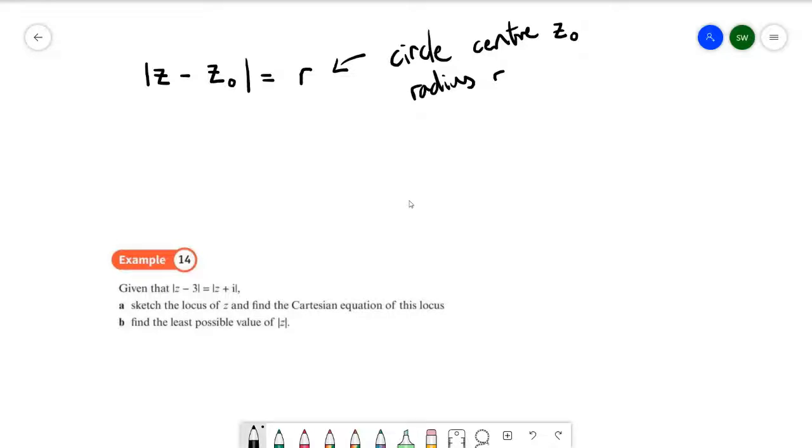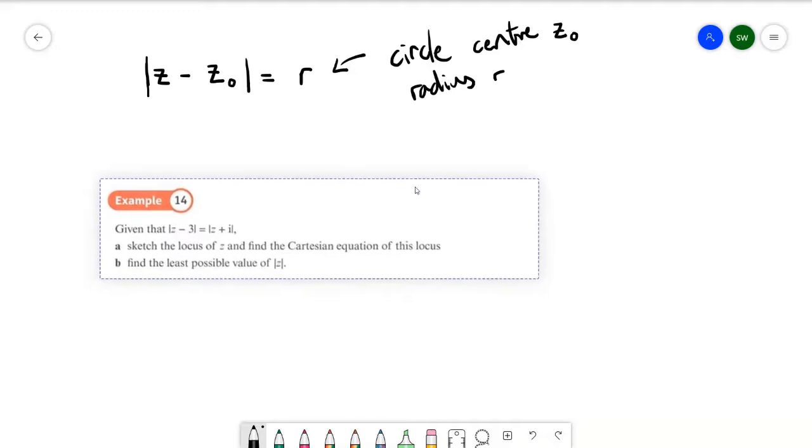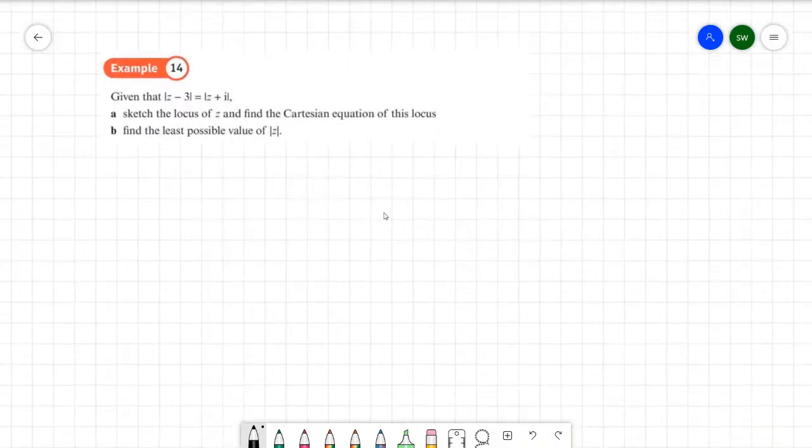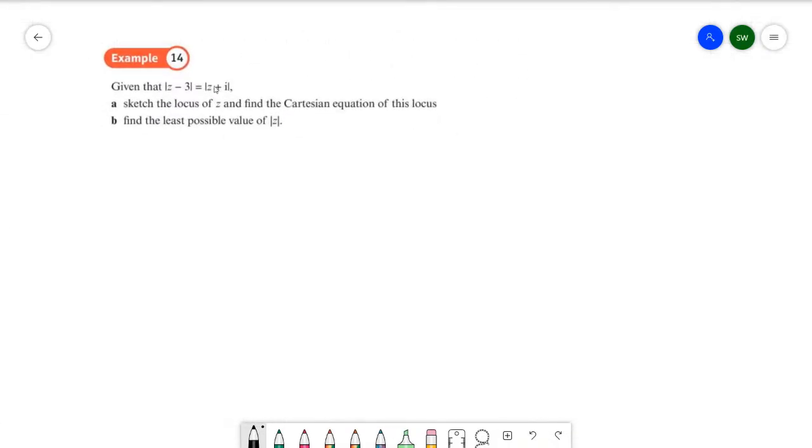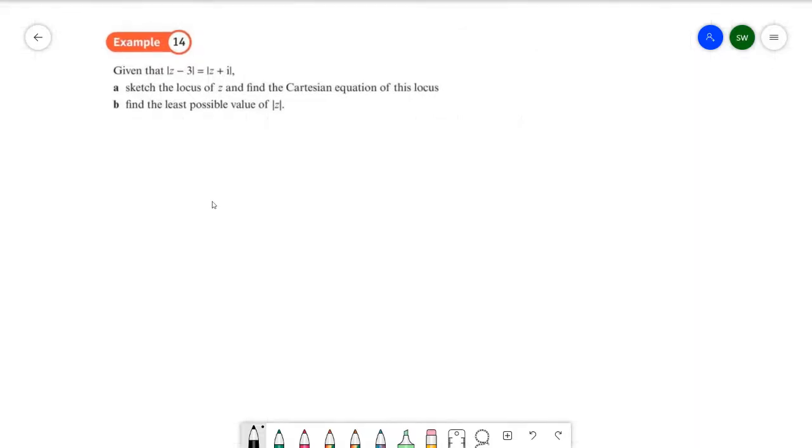So far we've looked at one particular type of locus, which is where we've got the modulus of z minus some complex number is equal to r. And we know that that's a circle, centre z0 with radius r. We're going to look at a second type of locus, which is where you've got one modulus equal to another modulus. So we're going to look at two different ways of thinking about this. Let's think about it geometrically first.